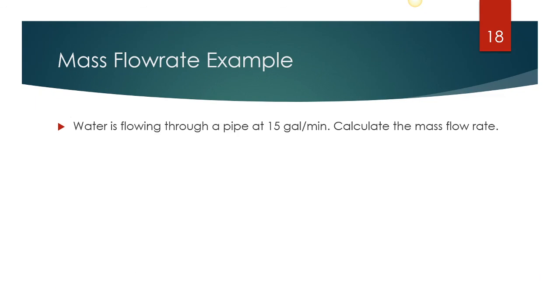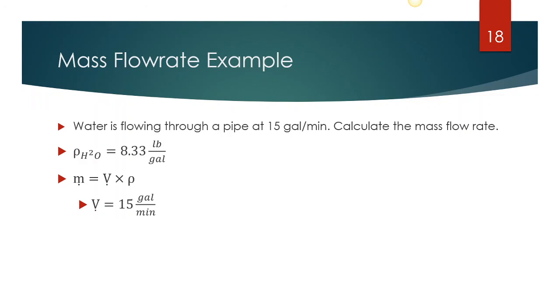Okay, so let's look at another example here. Water is flowing through a pipe at 15 gallons per minute. Calculate the mass flow rate. Okay, so you say, I don't have enough givens there. Well, you actually do. It says water is flowing through the pipe. So we know the density of water, or we can obtain that. So the rho of water, or the density of water, is 8.33 pounds per gallon. Okay, and now we know that we have 15 gallons per minute. Then it's just simply plugging it into the formula.